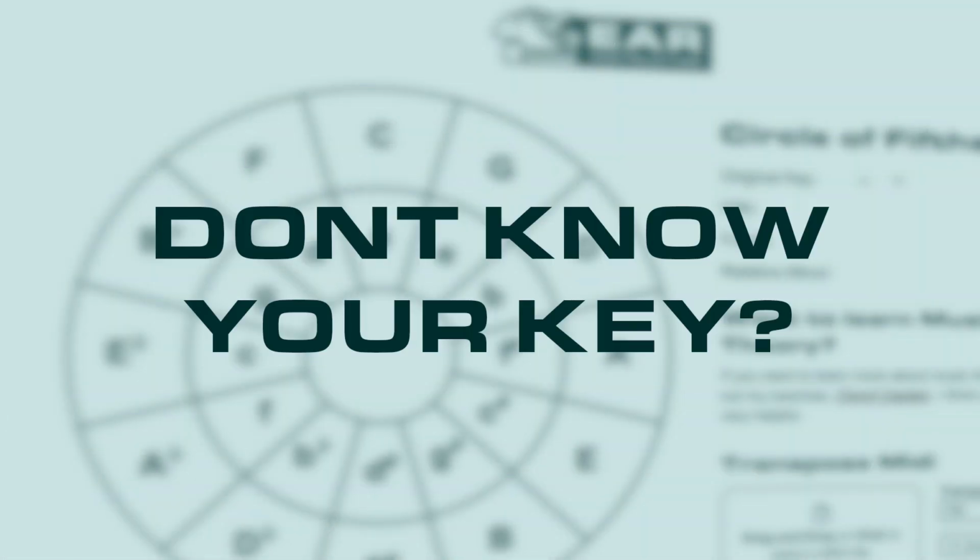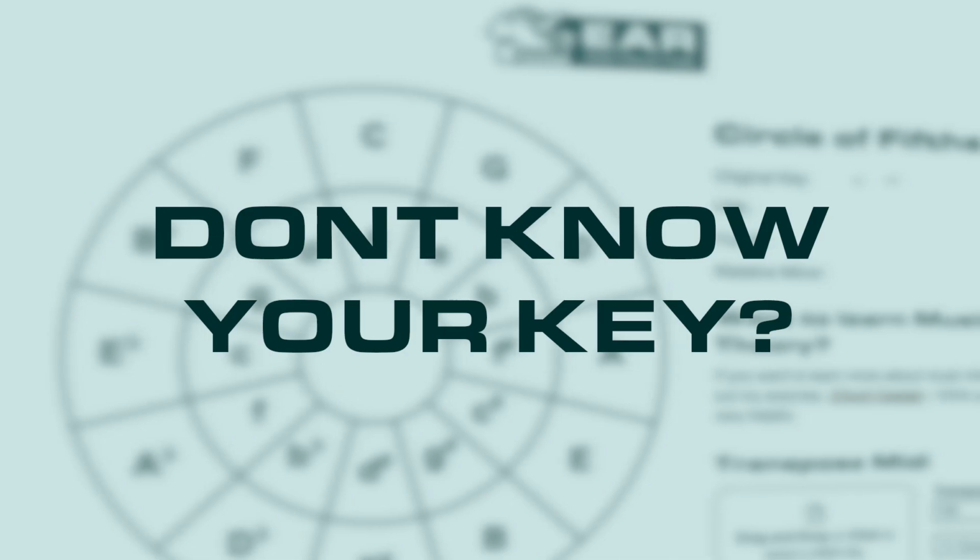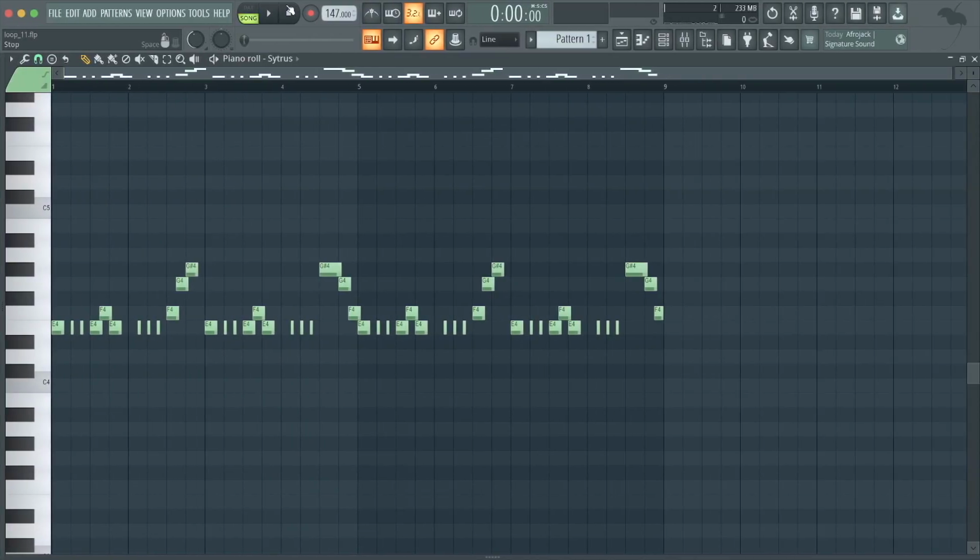Now let's go through the process one more time, but without knowing what key we're in. We'll start with the other example that I played at the beginning of the video for this one. Without variation, it sounds like this.